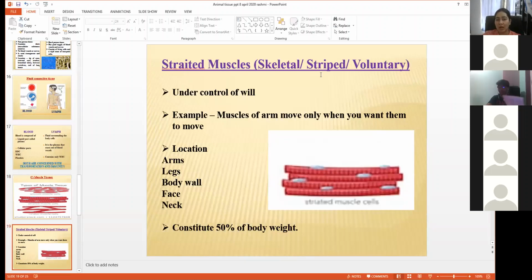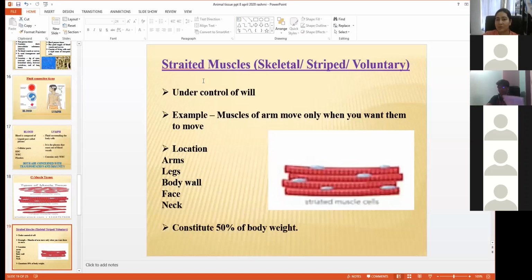Now we come to the striated muscles, students. They are also called skeletal muscles, striped muscles, or voluntary muscles. Yes, students, I will unmute all of you and address your queries. I'm seeing that 5 participants have raised their hands.